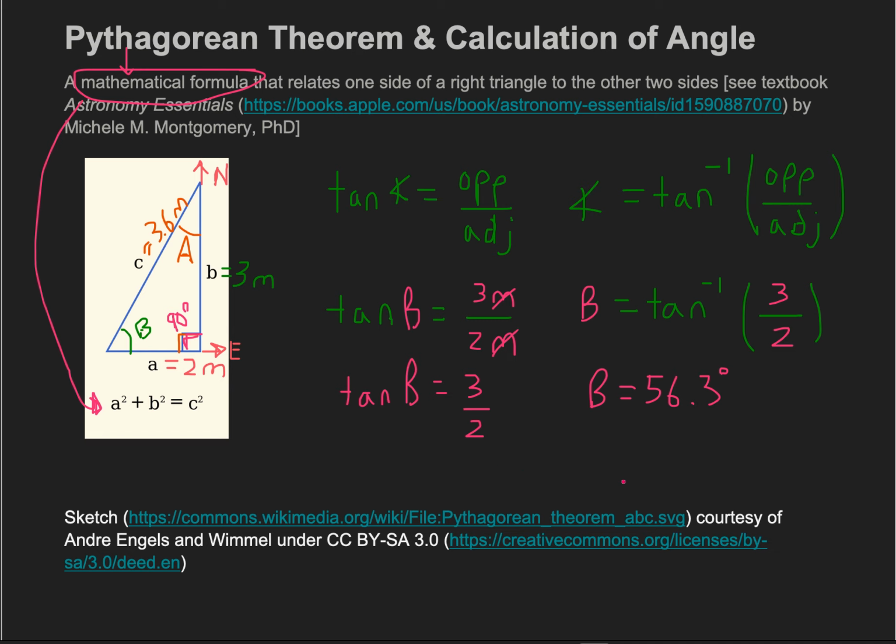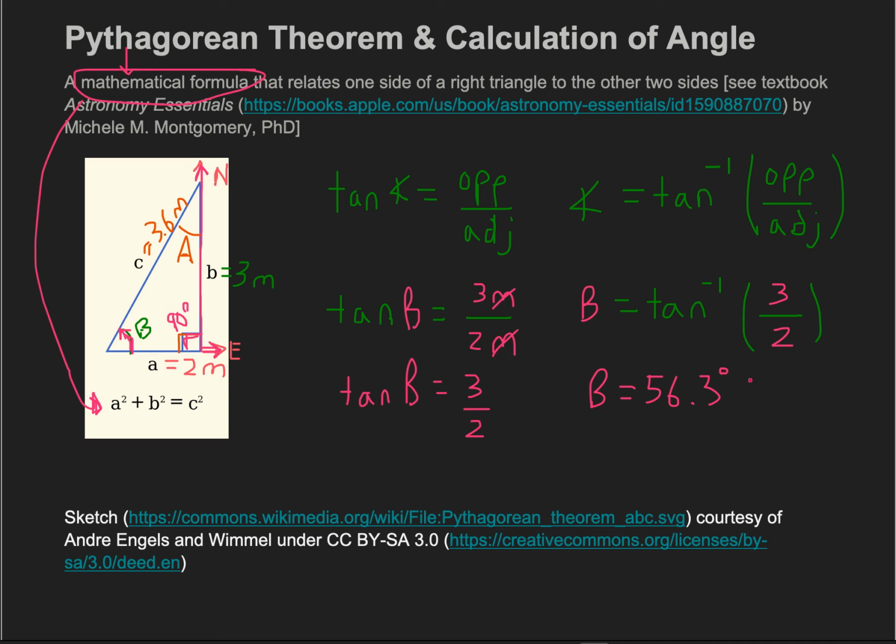Now we're not done here because we have to give a direction. Usually we have to give a direction. So I went ahead and gave an axis. The vertical axis I labeled north, and I made an arrow going to the right, labeling it east. So our angle is 56.3 degrees. And notice I drew my arrow from the east going upwards in the northerly direction.